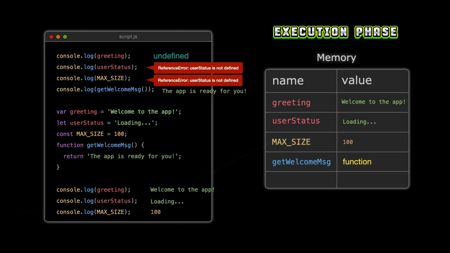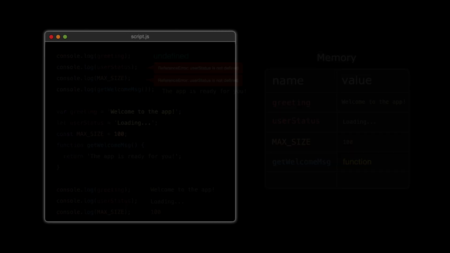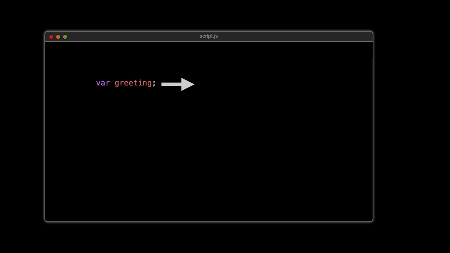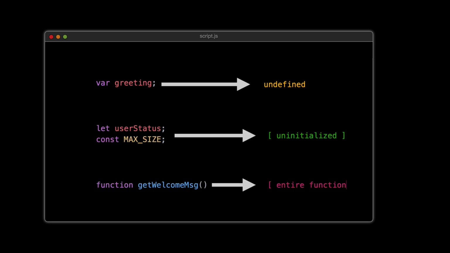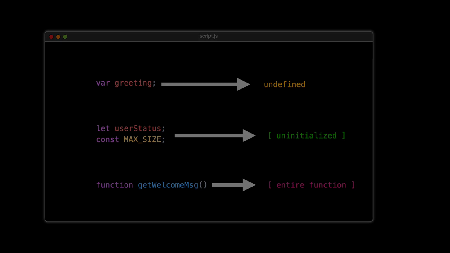We've just explored how JavaScript moves things around. Simply put, var variables pop up to the top without a value, becoming undefined. Let and const also move up, but stay invisible until they're actually created in the code. And for functions, they're ready from the start, complete with all their parts. Keep this in mind, and you'll handle JavaScript like a pro.